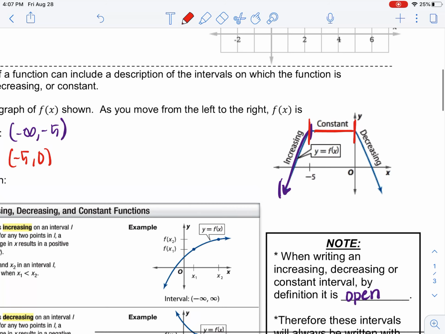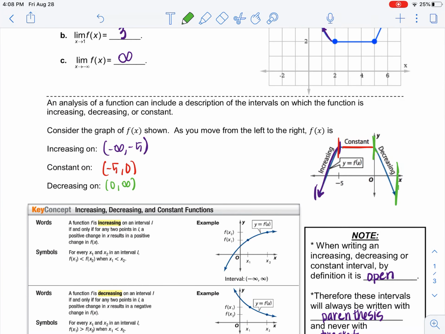And then last but not least, where is it decreasing? So it's decreasing from here to here. So that is from 0 to, and then I drew through it, so I'm not sure, 5. 0 to infinity. It doesn't stop. It keeps going forever and ever. There is nowhere where it stops. So from 0 to infinity. Once again, arrow there, so 0 to infinity.